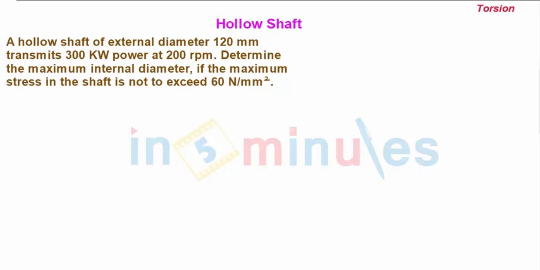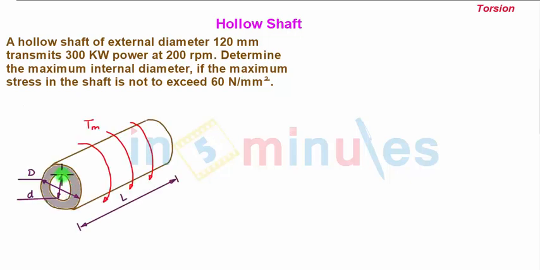So in this problem we first show a schematic representation of a hollow shaft whose outer diameter is capital D and inner diameter is small d and length is L. It is being subjected to some maximum torque Tm while it transmits power.